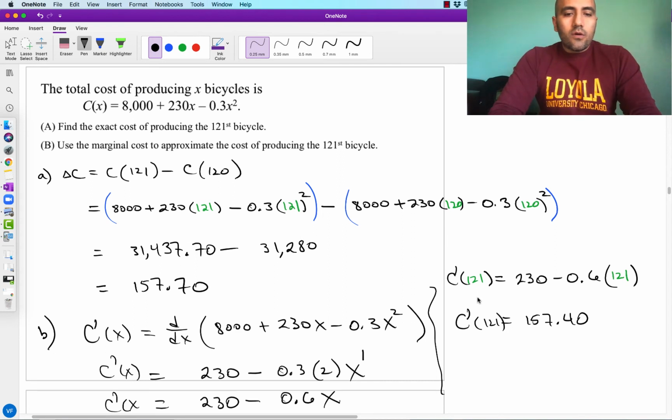Okay, so with a production level of 120, the total cost function is changing at approximately 157.40. So $157.40 at this point. This is an approximation of how much it would cost to make that next bicycle, to go from 120 to 121, whereas this is the exact answer. Very, very close. They're only off by 30 cents.